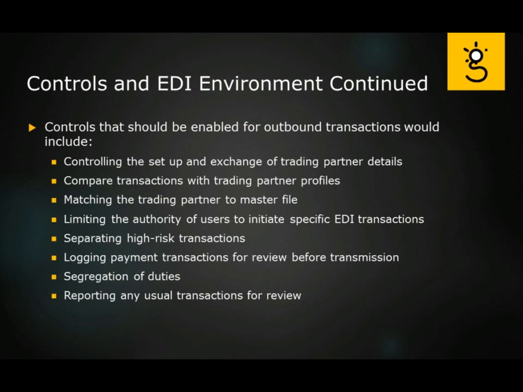When we look at the outbound transactions and the types of controls we'd use, you'd probably include things like controls to help control the setup and the exchange of trading partner details, a method of comparing transactions with the trading partner profiles, matching the trading partner to a master file, limiting the authority of users to initiate specific types of EDI transactions, maybe having a separate path of communication for high-risk transactions, making sure you can log the payment transactions for review before the transmission, and make sure that you have segregation of duties, and a way of reporting any unusual transactions for review.